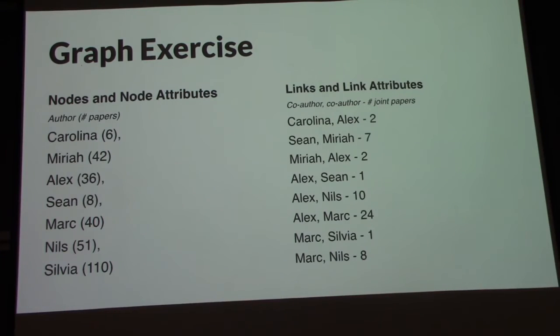What you're supposed to be doing here is take a look at this data set. This is a co-author graph where we give you a couple of people and how many papers they co-author. And you should come up with two different designs for representing this data. I'll give you 10 minutes in a group, and I also have scratch paper at the desk in front.